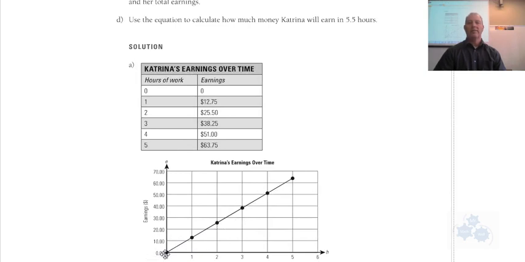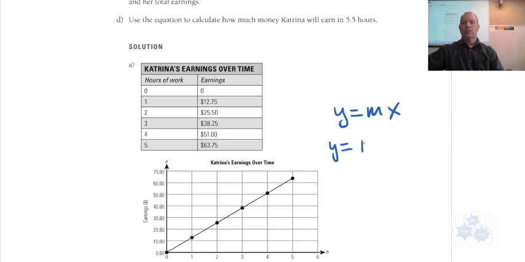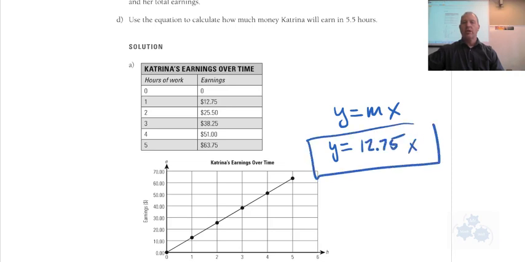We know it's a direct relationship, and so I can make an equation because I know that this is the equation for a direct relationship. So the slope we know is 12.75. So look at this. This is the equation for this line. Now the equation for a line is actually really, really handy because you can find out exactly how much money you'll make and you can plug in any number of hours that you want.